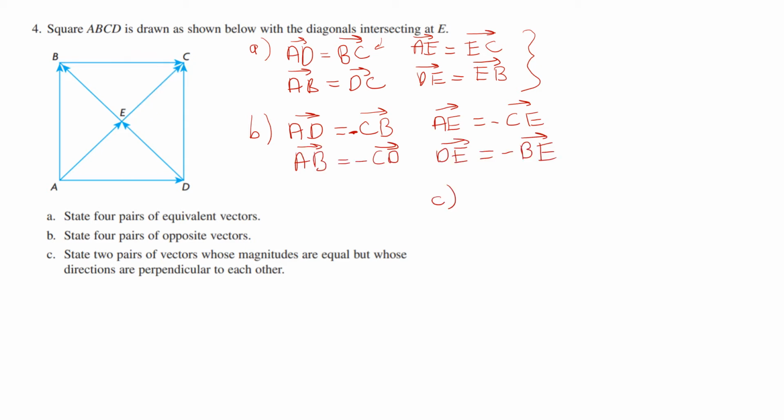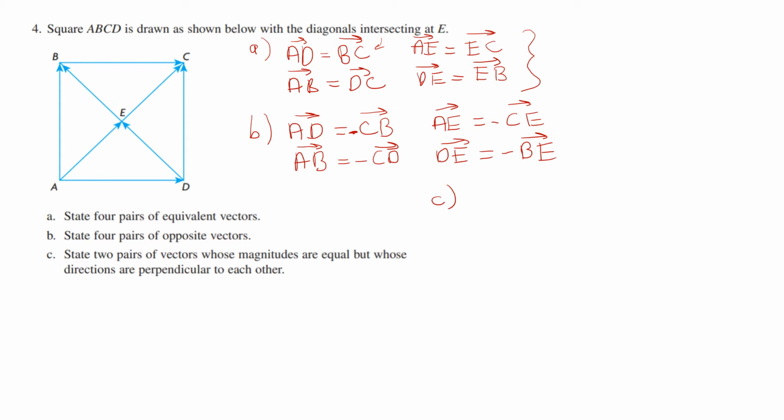For the last portion, it says state two pairs of vectors whose magnitudes are equal, but whose directions are perpendicular to each other. So when I said the magnitudes are equal anyways, I meant over here, let's say the inside ones are equal to each other. However, these ones have different magnitudes, right?